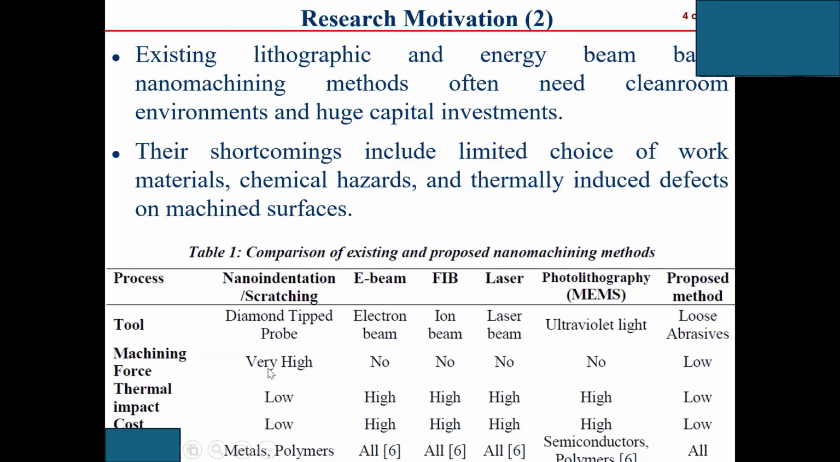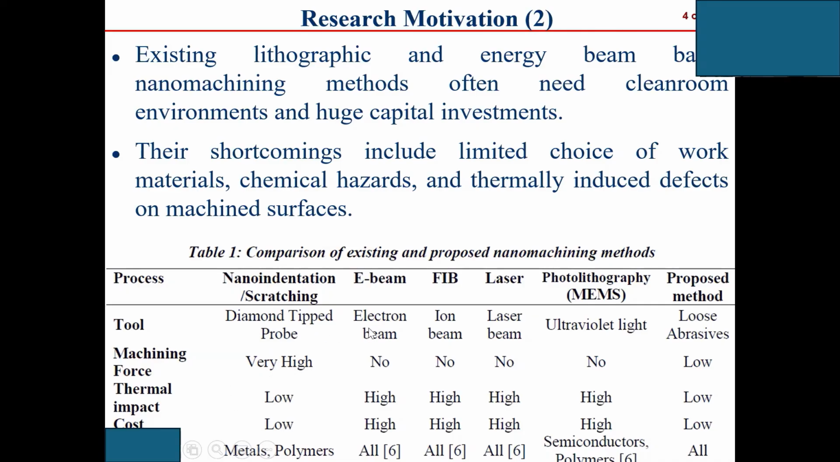The tool used in this method is a diamond tipped probe. The machining force is very high, and thermal impact is low because no heat is involved. And the cost is low. This method can be used for materials such as metals and polymers. So this is the first method.